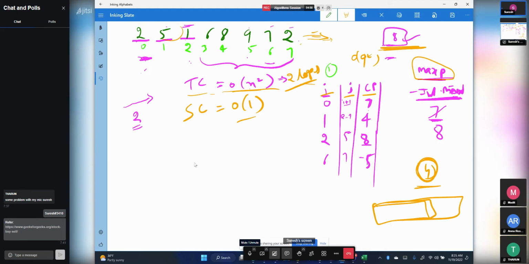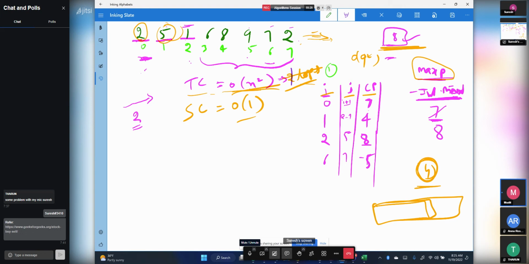Basically, I don't want to take one number and loop the entire array. So Modi, think about how we can do it in order of n itself. I want to loop only once. So instead of two loops, how can we do it in just one loop? How can we do that?